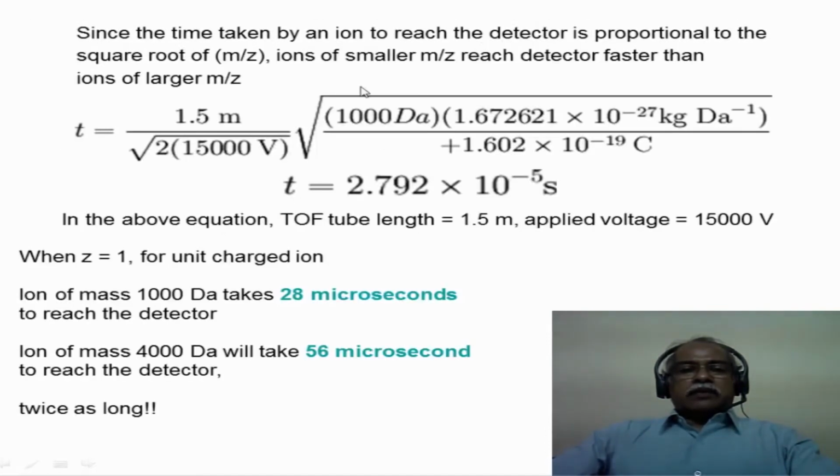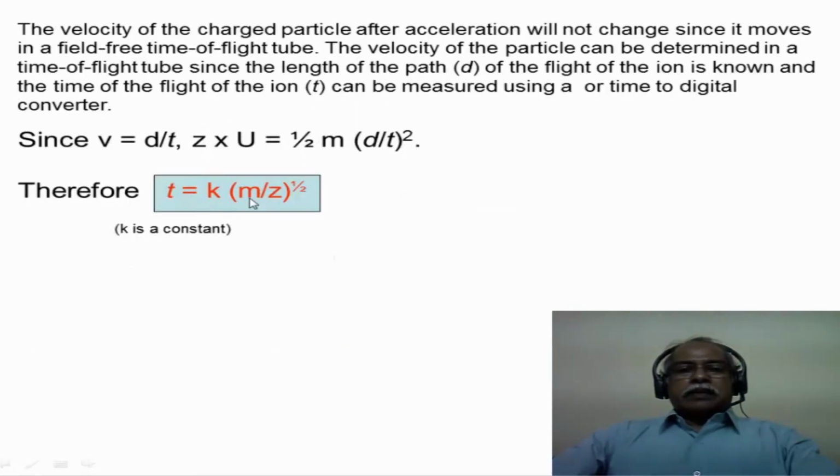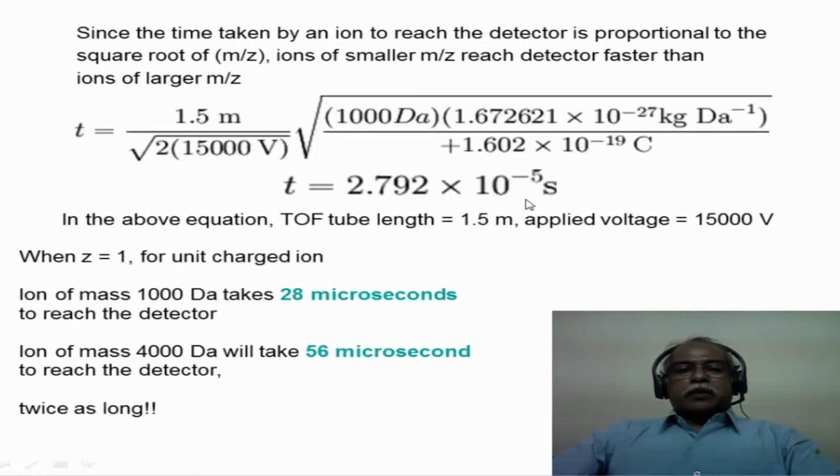What is this constant? We will see in a moment. Since the time taken by each ion to reach the detector is proportional to the square root of m by z of the ion, smaller ions reach faster compared to larger ions. This is the basic principle of time of flight mass spectrometry, and this is the expression that you saw, with a certain constant times (m by z) to the power half, the square root of m by z.